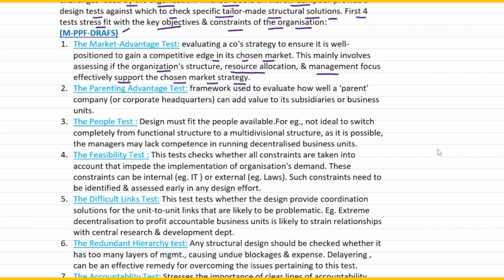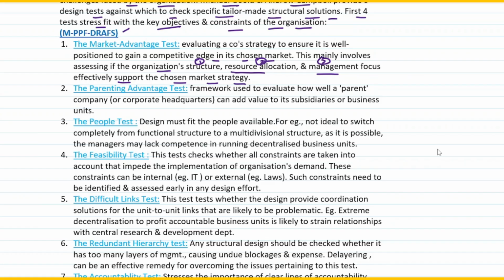So the concentration of the market advantage test, or the stress test that is conducted, is basically to evaluate what? A company's strategies regarding what? The competitive edge or the competitive advantage it has in a particular market, right? Now this basically involves what should you do to ensure that you have that advantage? You should be able to assess whether the organization structure, resource allocation and your management focus effectively support the chosen market strategy. That's what it should concentrate on.